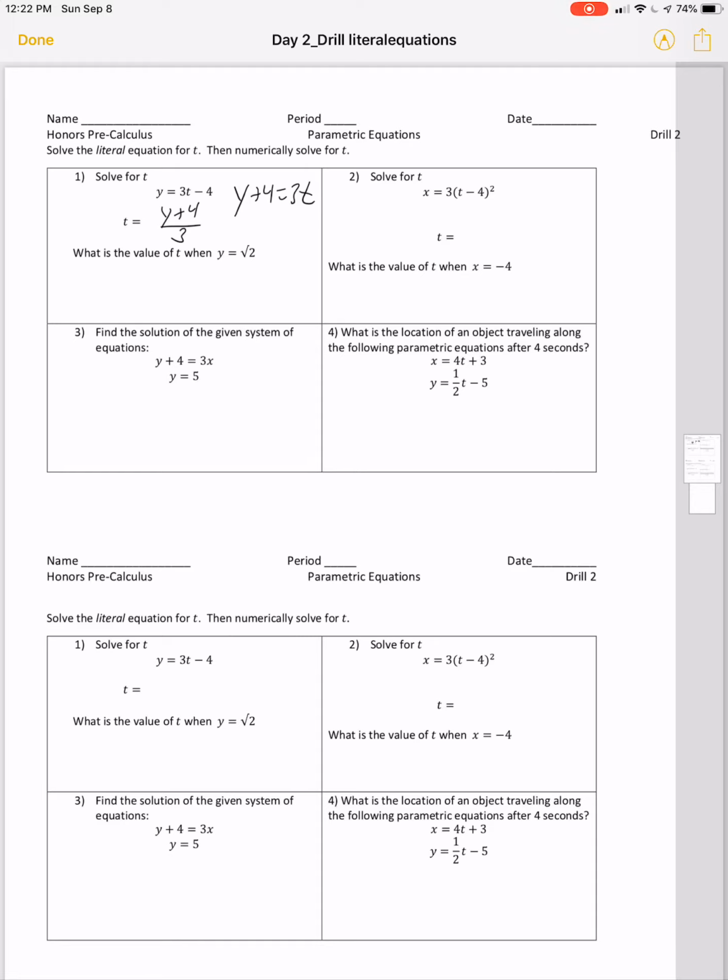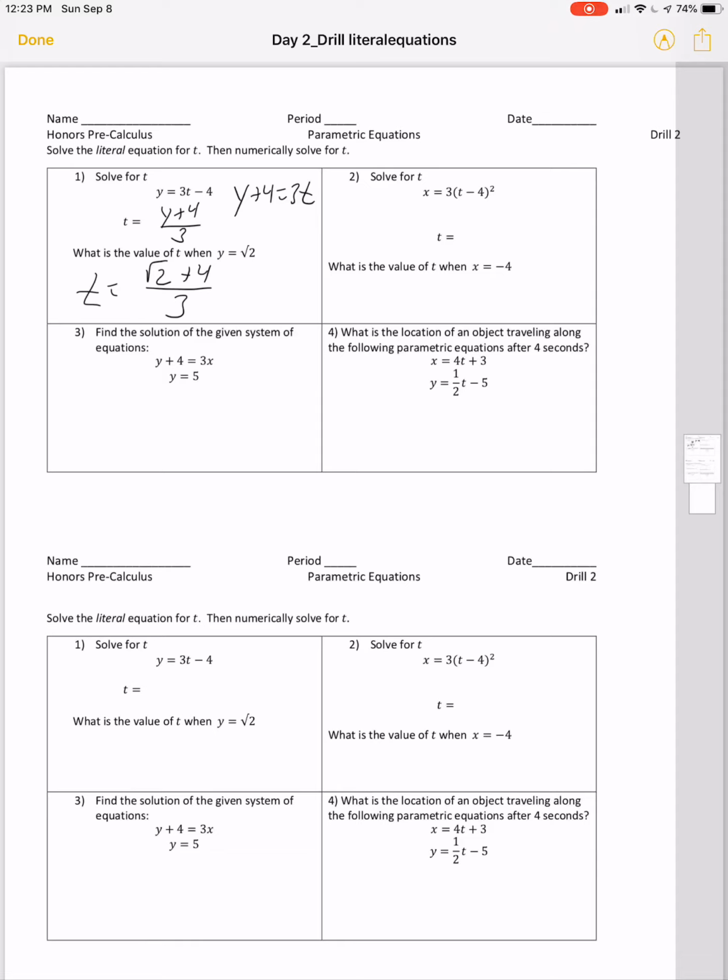Now when it says what is the value of t when y equals the square root of 2, literally you're just going to plug the square root of 2 in for y, so we should get that t equals (the square root of 2 plus 4) over 3. And there's really nothing else we can do there. We can't simplify that any further, with the exception of splitting the numerator over the denominator. Otherwise, the only way to simplify it any further would be to use a decimal approximation for the square root of 2, and we're not going to worry about that. That is the answer for number 1 that we'd be looking for.